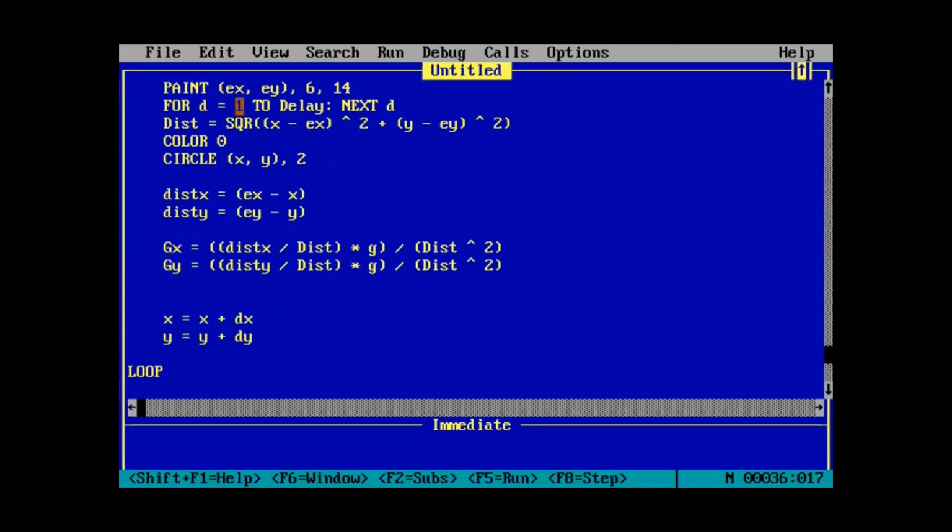Now, down here we have x is equal to x plus dx. Let's modify dx and dy. Here's dx. dx is equal to what it was before. It's traveling at the rate of speed dx horizontally plus the gravity x, gx. And let's do the same with dy. How fast it's moving vertically is equal to what it was before plus the gravity effect that we just calculated.